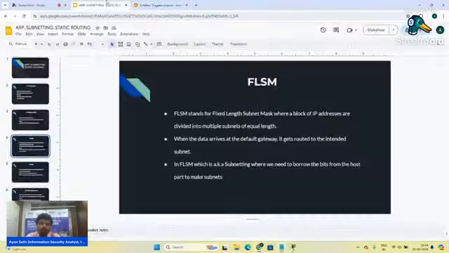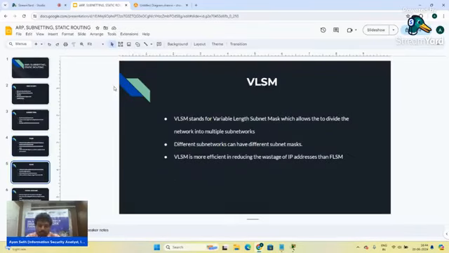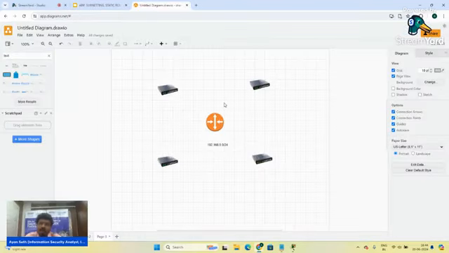Okay, now we will come to the concept of VLSM. So what is VLSM? VLSM stands for variable length subnet mask. In case of VLSM, each subnet can have a different prefix length. Why do we need that? Because if the requirement of the network and hosts are large, then we can't do it with FLSM. We need to apply or implement the concept of VLSM, variable length subnet mask.